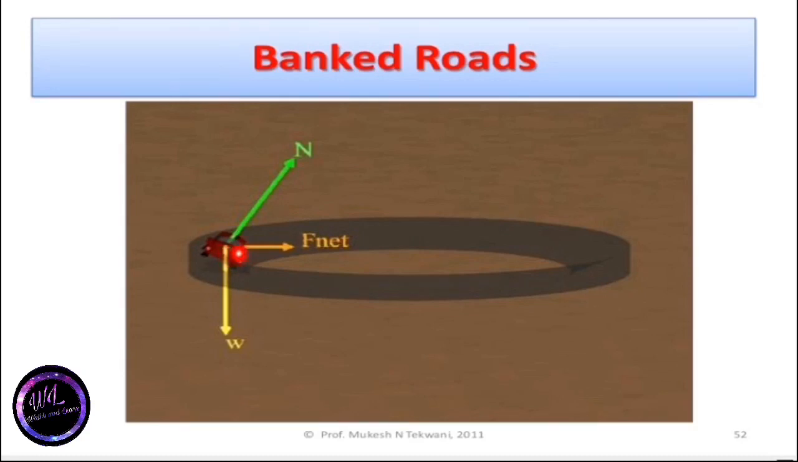Let's see an example here. This car is taking a turn. You can see here that this road is banked. It means its outer edge is raised over the inner edge. The weight of the car is acting in downward direction, while the normal reaction of the banked road is acting in this direction.